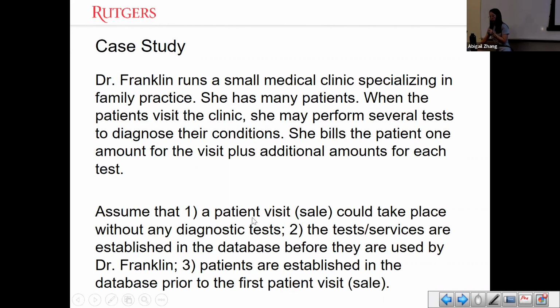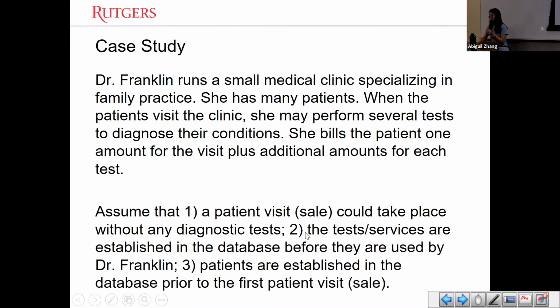And we assume that each sale or each patient visit could take place without any diagnostic test. That is to say, if a patient visits Dr. Franklin, she will charge them for the visit, right? Even though there was no test. And I think that's also true in real life, right?